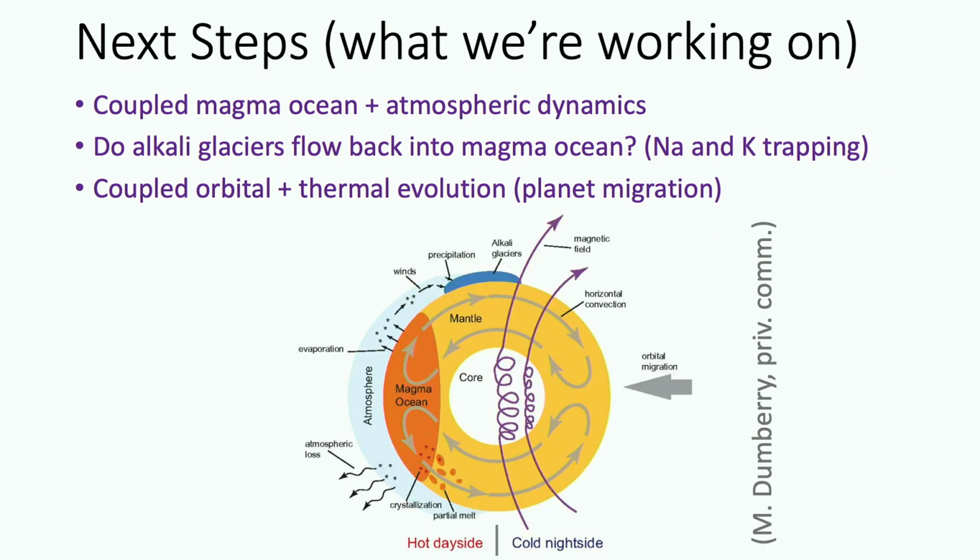So what we're working on now on the theory side is we're trying to couple the atmospheric dynamics and the ocean dynamics. This is a fun project. We're trying to actually look into these weird alkali glaciers and the physics of those. And we're trying to couple the orbital evolution of these planets, because they can't have formed where we see them today. We know they must have migrated there. So we're trying to couple their orbital evolution to their interior thermal evolution, because as the planet migrates, it undergoes tidal forcing, which should warm its interior, melt it, and do some interesting things.